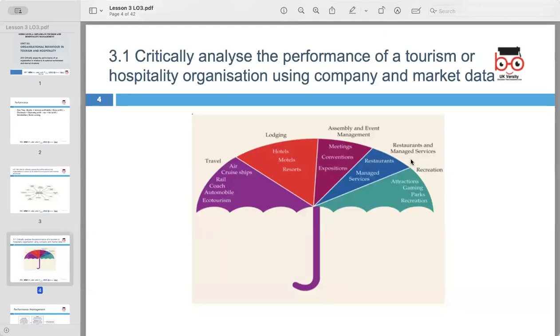Then we talk about assembly and event management services, which involve planning, organizing and executing gatherings, conferences, meetings, and special events. Restaurants and managed services, the food and beverage sector, comprises restaurants, cafes, bars, catering services, and managed facilities. Then recreation and attractions include a wide range of leisure activities, entertainment venues, and tourist attractions.